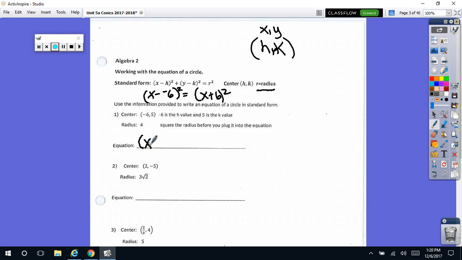My equation is X minus my X. It's right there, so I'm going to say plus 6 because it's opposite. Plus my Y coordinate, which is a +5, so when I plug it in, it becomes -5. And then it says it equals the radius squared. If my radius is 4, and I square that, I end up with 16. So there is the equation of my circle. Super easy, right there. Okay, let's look at this guy.